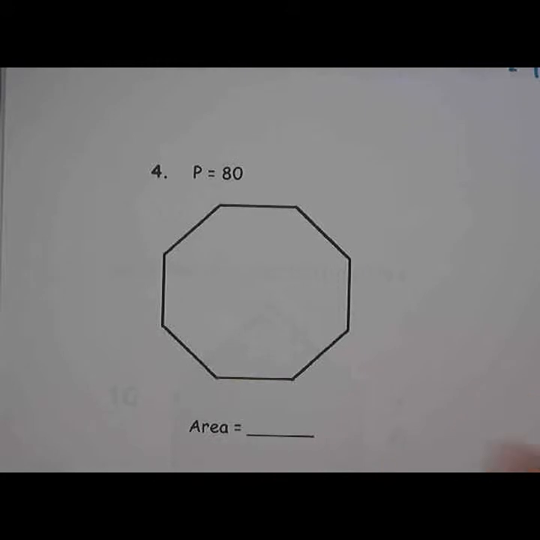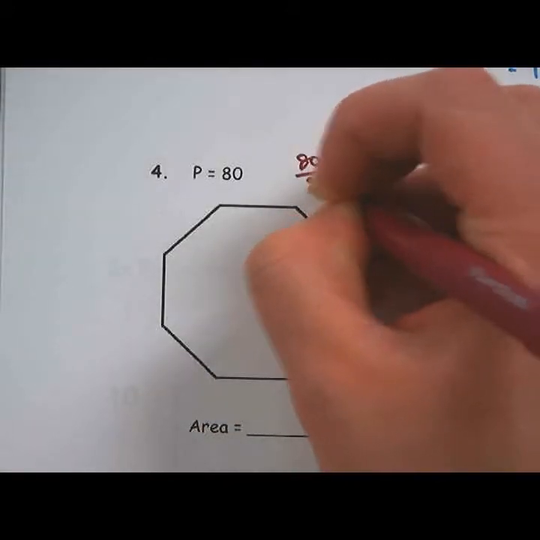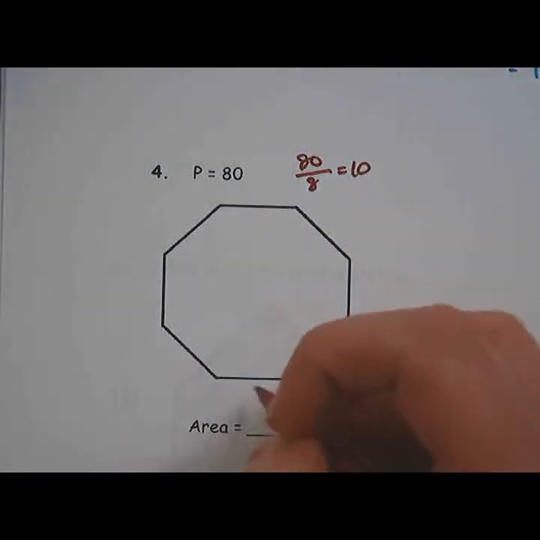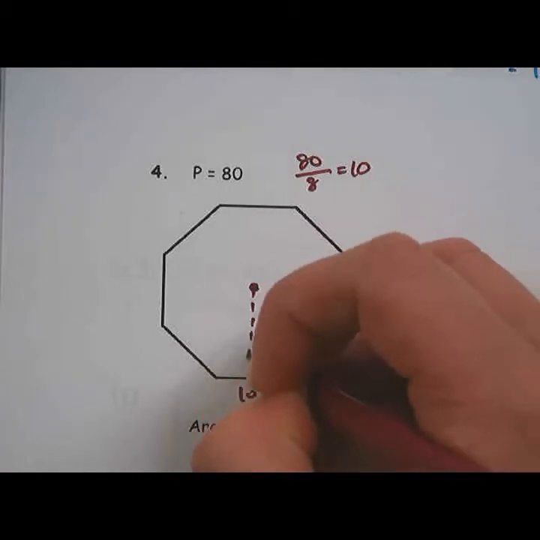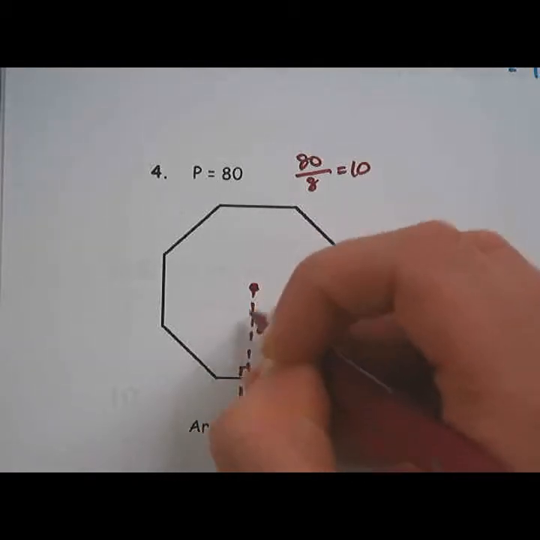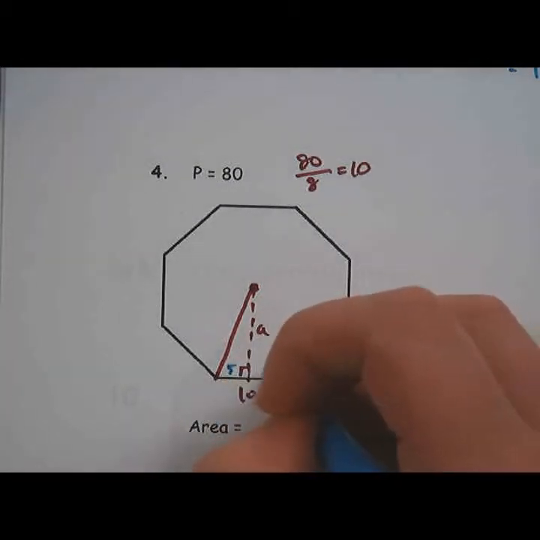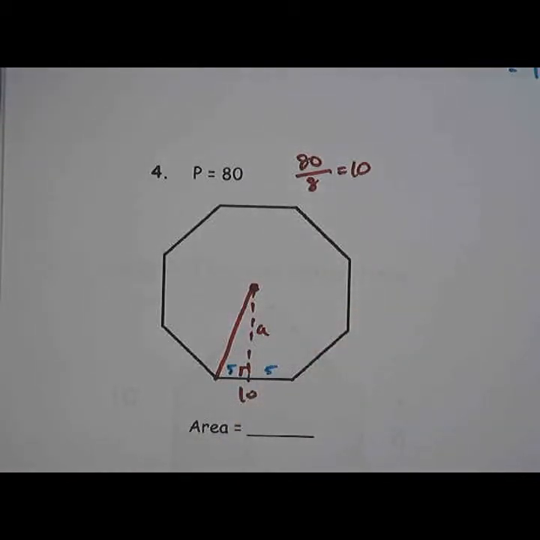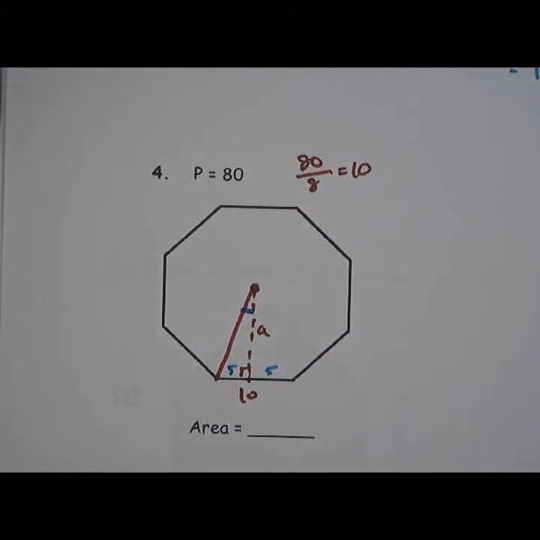Number 4, you're given that the perimeter is 80, and this thing has 8 sides. So if we take 80 and divide by 8, we get 10. So each side is 10. For this one, this might be how you want to start it. Finding the apothem, knowing we have 8 sides, that one is 10, or cut up into 2 pieces, 5 each. So that's how you'd start that one. Don't forget to find your angle, knowing that we have 8 sides here.